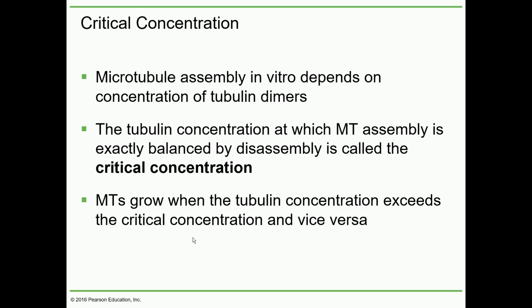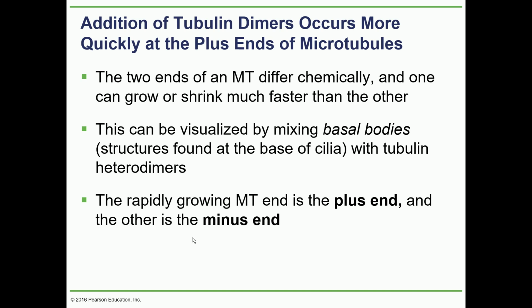So microtubules will grow when the available tubulin concentration exceeds the critical concentration. Otherwise, at the critical concentration, the assembly will balance the disassembly.